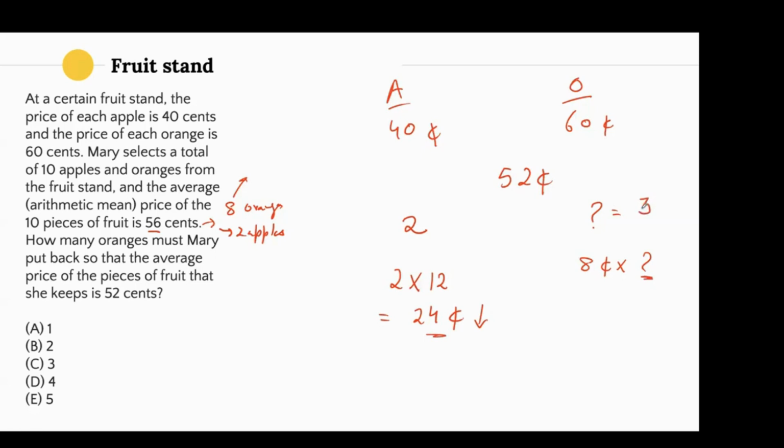So the number of apples and oranges that this person should be left with, such that the overall average is 52, is 2 and 3. So what should be the answer now, Harshin? 3 oranges. Read the question again. How many oranges must she put back? Oh, sorry, 5. She originally had 8. She has to put back 5 so that she's left with 3. That's why the answer is 5.